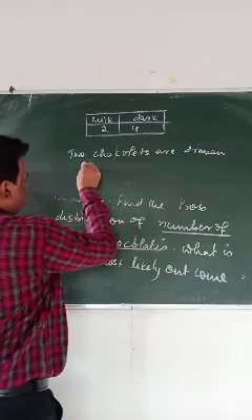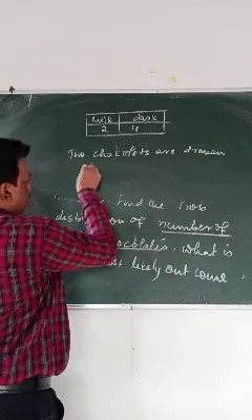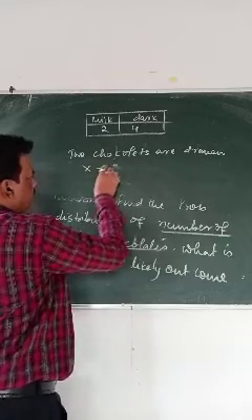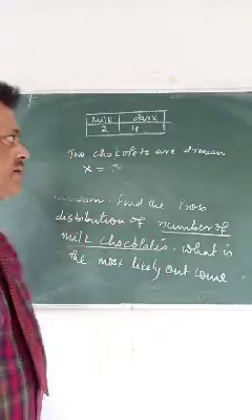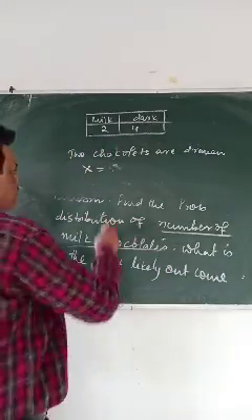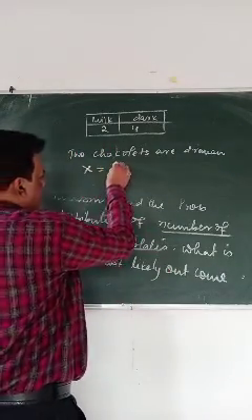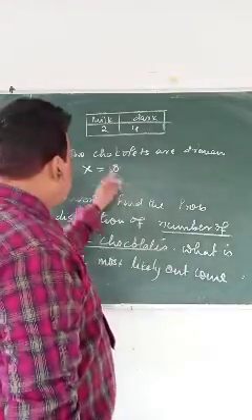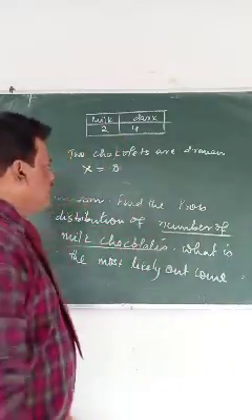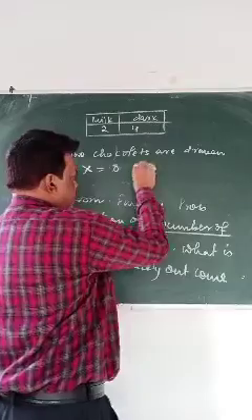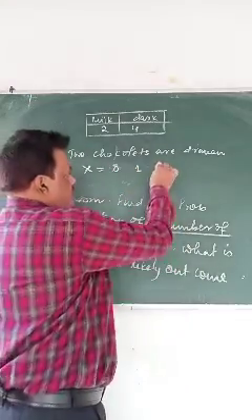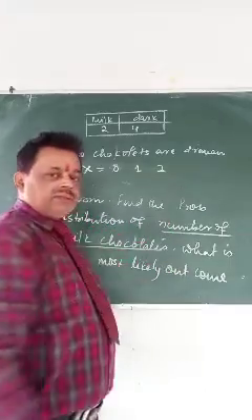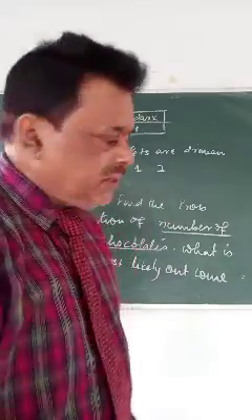Then what is x, a random variable? What will be x? The possibilities will be 0: both times you get no milk chocolate, or 1 chocolate, or 2 chocolates. These are the values of the random variable. Okay, what will be the probability?